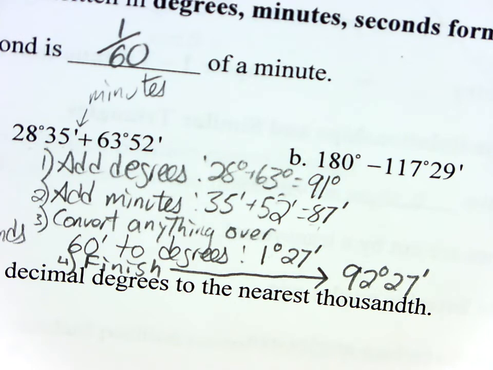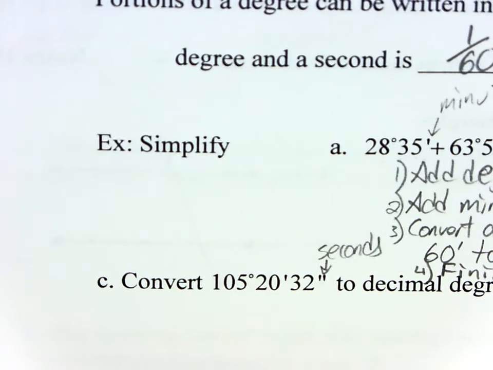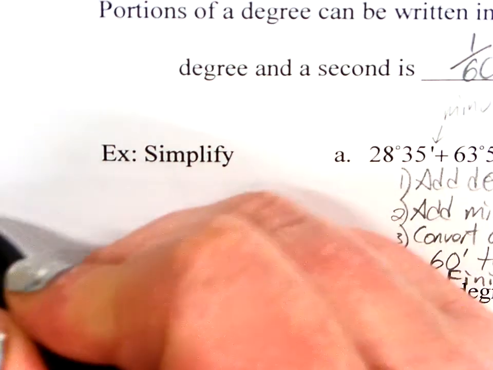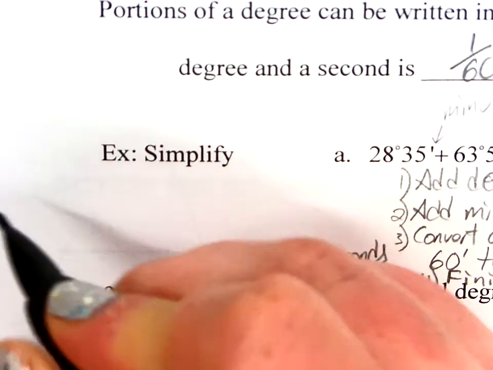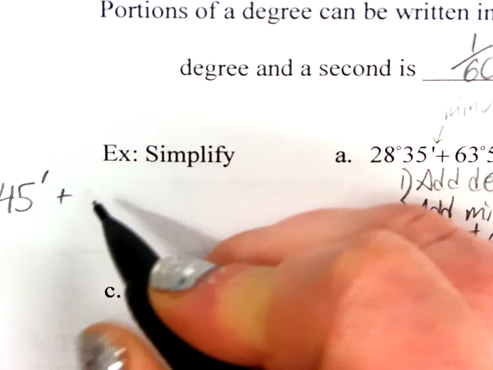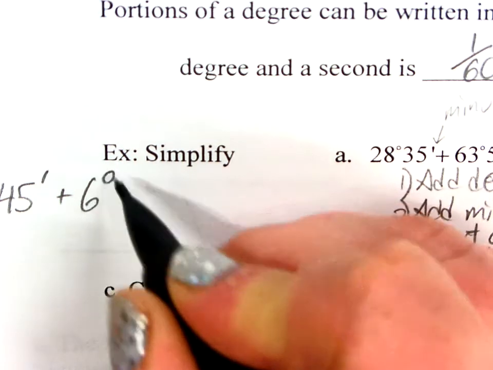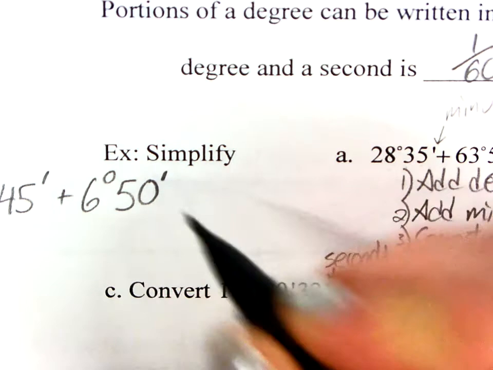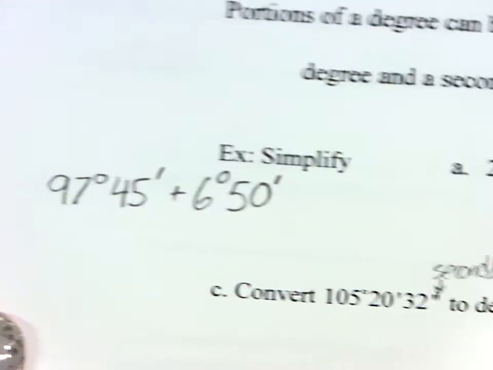Okay, before we do B, I'm going to give you one to try over here. That's one downside of these notes, is that sometimes there's not enough room to do what you want to do. So if you want to use other paper, whatever you want to do, totally up to you. All right, let's try this one. Try to add together 97 degrees, 45 minutes. Add that to 6 degrees, 50 minutes. Oh, sorry.